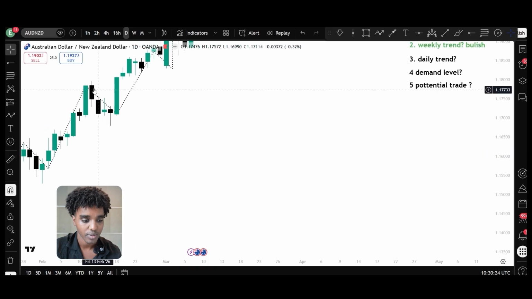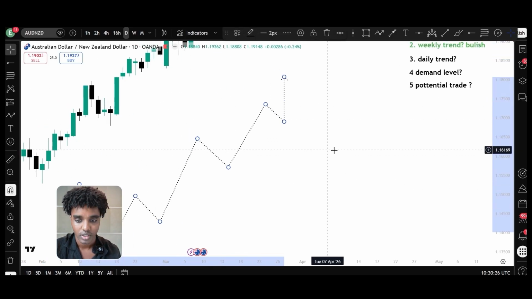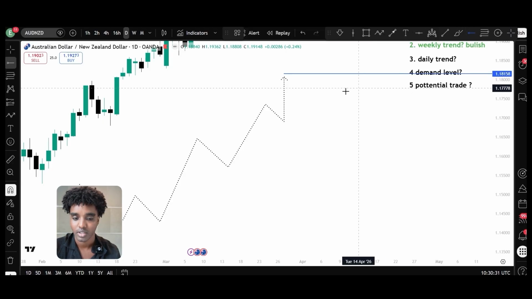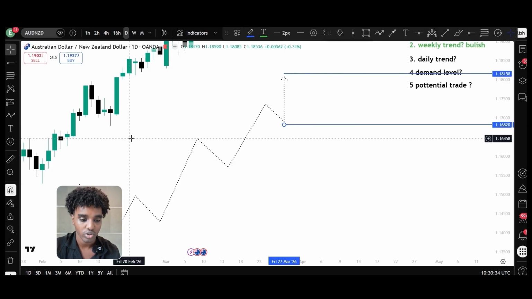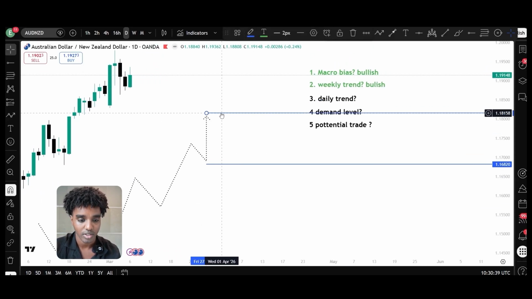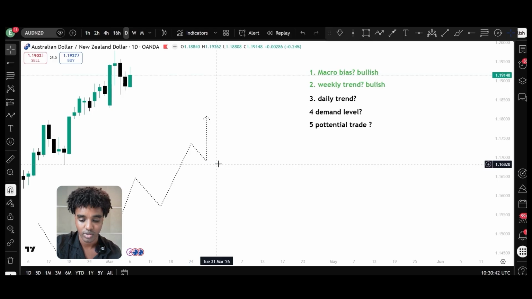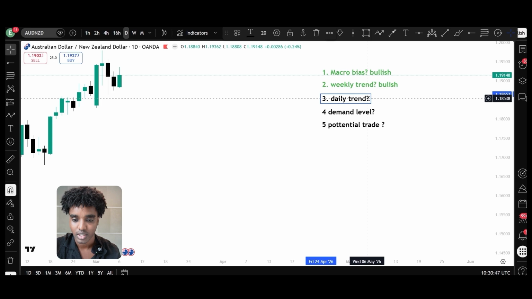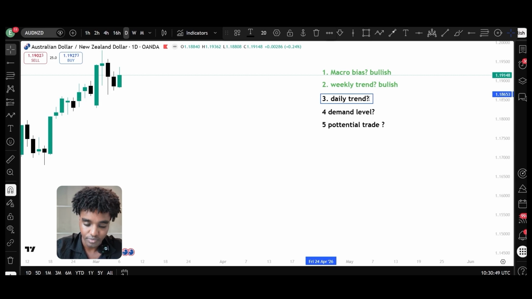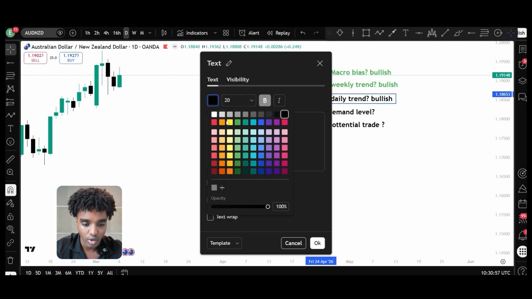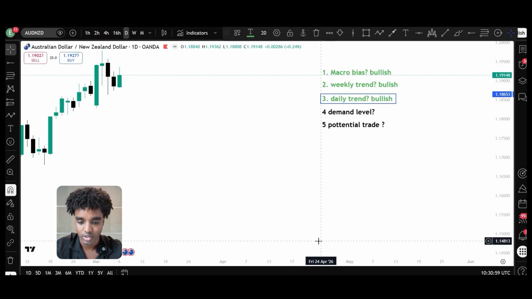So it also seems very obvious that this market is making higher highs and higher low structures over the last couple of weeks. So this market is also a daily uptrend, or a daily bullish market. So daily trend is also bullish. So now you've got three things already aligning with our macro bias. That's a very good sign.